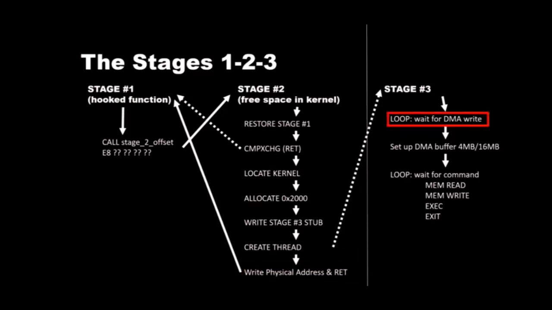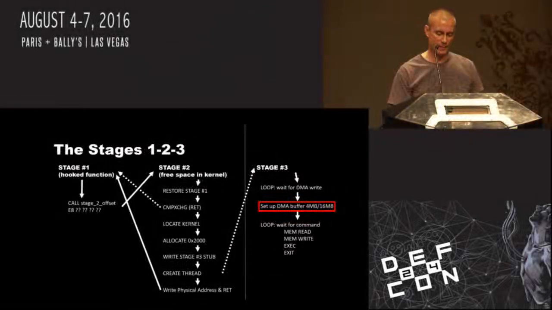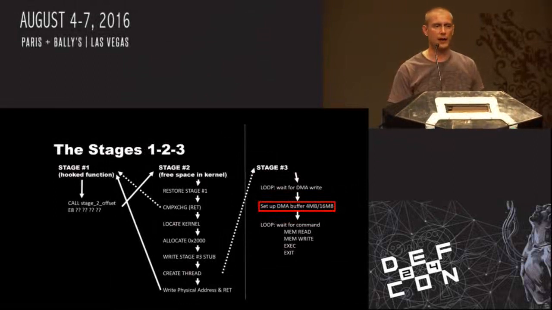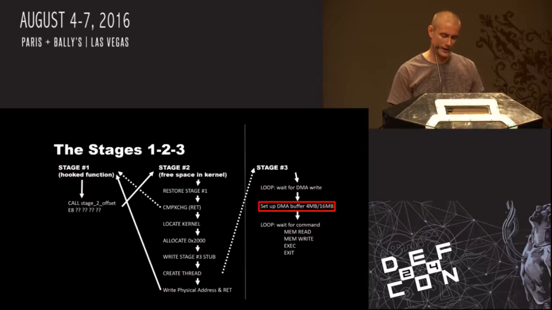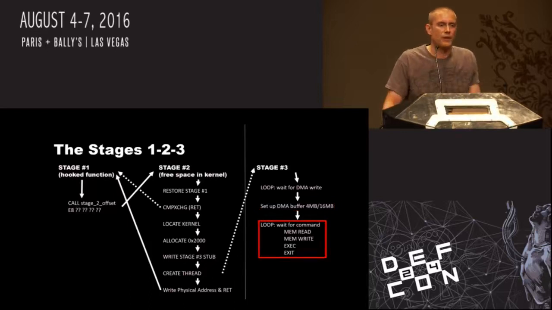Then the loop, which is already executing in the kernel thread there, senses that the complete stage 3 contents is written, so it exits, and it starts by setting up a DMA buffer, which is around 4 to 16 megabytes big in lower memory. And then it starts looping, waiting for commands. The commands are pretty much read memory, write memory, execute code, or exit.